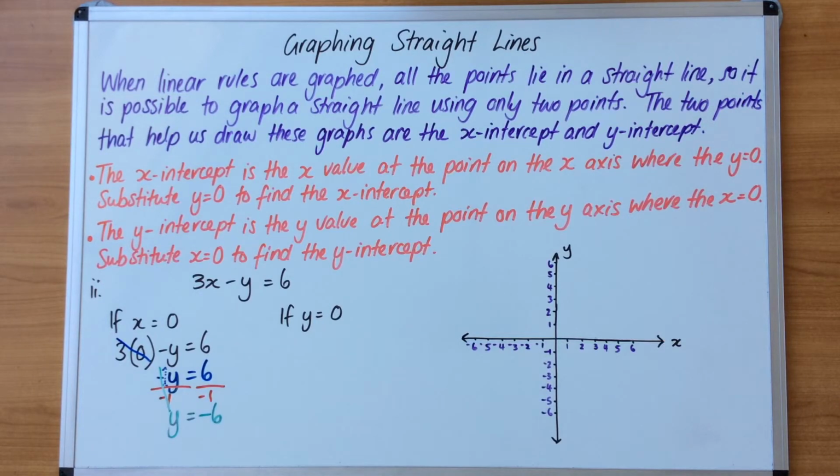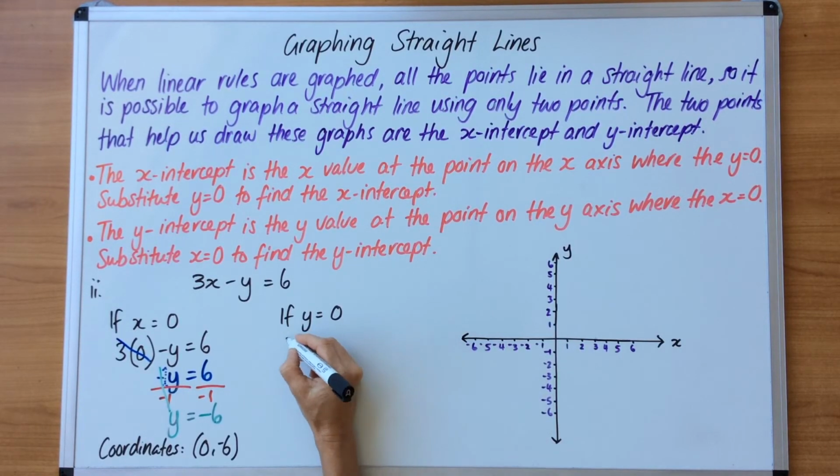And now I write the coordinates down the bottom. So coordinates, and that is a bracket, a 0, negative 6 bracket. So now I've solved the first lot of coordinates. And now I'm going to do exactly the same thing here on the right hand side for y. I'm going to rewrite the rule and substitute the value of y in for 0.